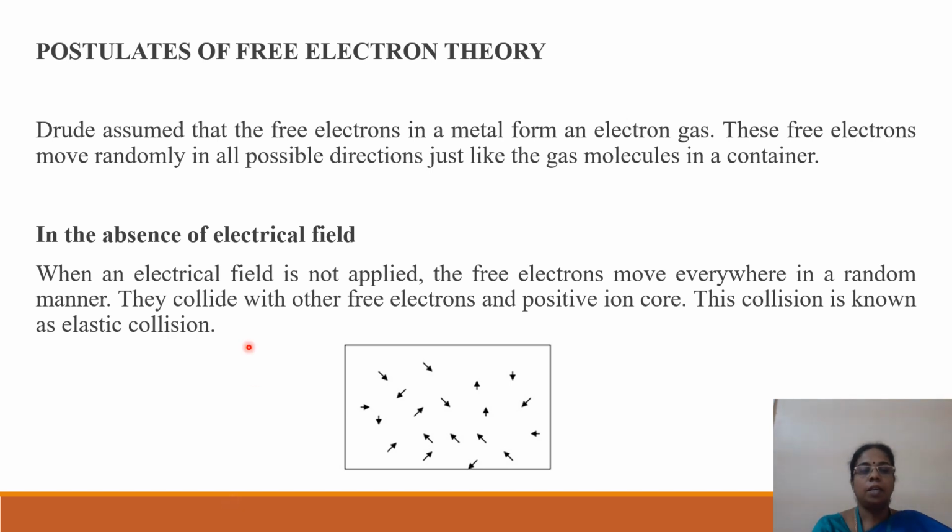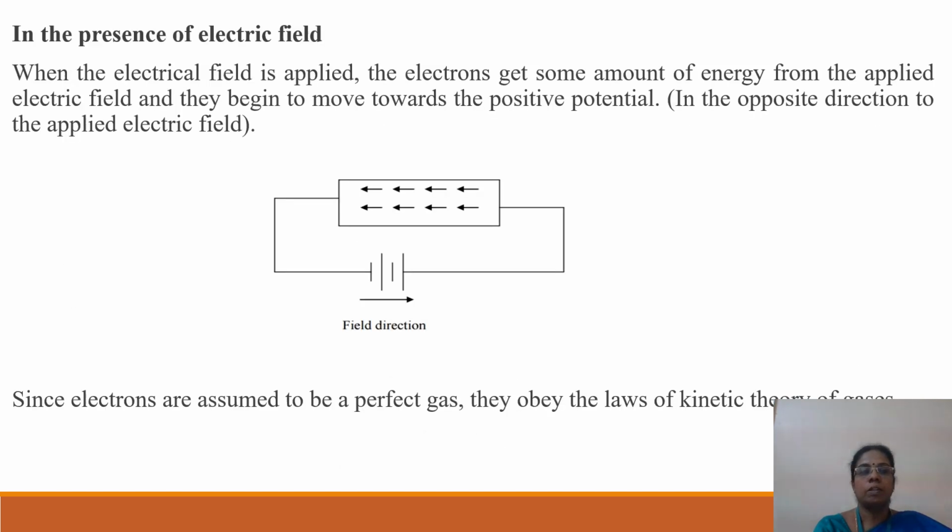Now let us see how the electrons behave in the absence of a field. In the absence of a field, as you can see in the picture, the electrons move randomly everywhere in all directions. They collide with one another and also with the positive ion core. This collision is called an elastic collision, because there is no loss of energy. Next, in the presence of a field, the electrons get some energy from the applied field and begin to move towards the positive terminal, in the direction opposite to that of the applied field. So the electrons are assumed to be a perfect gas and they obey the laws of the kinetic theory of gases.